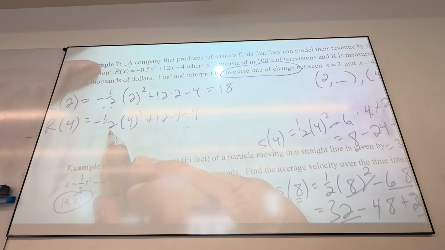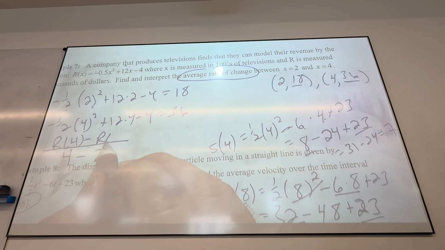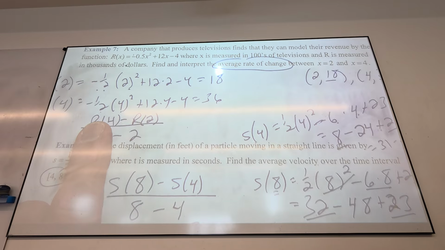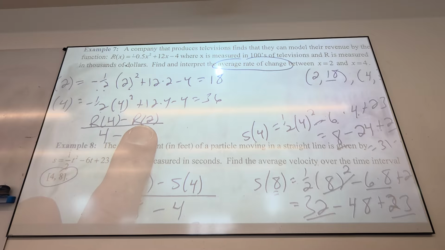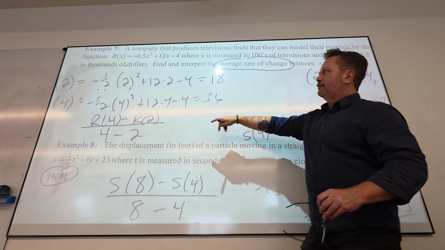So again, just in form, my inputs are 4 and 2. On the top is going to be R of 4 minus R of 2. So if I know how much my outputs are, I can see how much those changed over how much my inputs changed. What would the units be on this answer before we even get it?